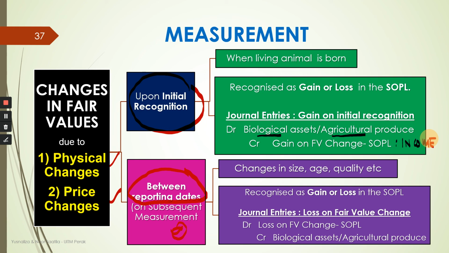So let's say there is a loss. Loss will be debited as an expense. But if it's a gain, it will be credited similar to this journal entry here, meaning that if it's a gain on fair value change, that gain should be calculated from the physical changes as well as from the price changes. So you have to total that up, and that has to be recognized in the SOPL.